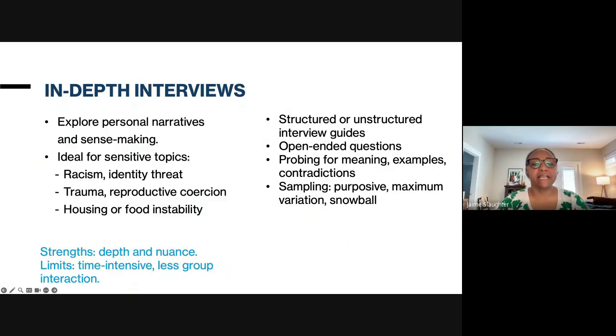So in terms of sampling, interviews can be purposive. You can maximize variation in terms of who you sample, or the sampling strategies you use, to ensure that you capture a range and diversity of voices and personal narratives. Or you can use snowball sampling, which is helpful in trying to find hard to reach populations.